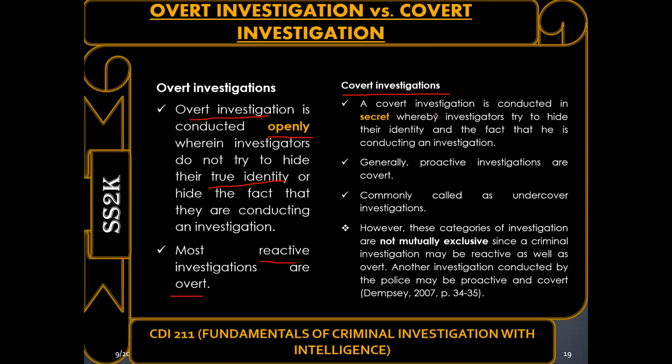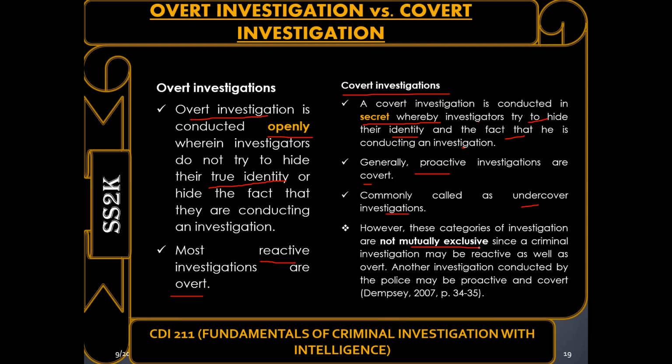Yan. Then, a covert investigation is conducted in secret, surreptitious, no? Pasikreto. Kaya nga under the cover usually, no? Ang covert operation usually called as undercover operations. A covert investigation is conducted in secret, whereby investigators try to hide their identity and the fact that they are conducting investigation. Generally, proactive investigation are covert, commonly called as undercover investigations. However, these categories of investigation are not mutually exclusive.